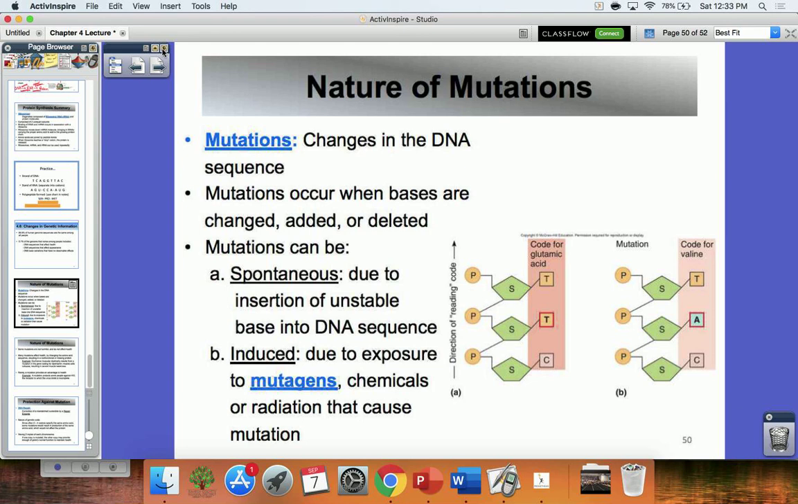And with mutations, a mutation itself is simply a change in the DNA where something could be added, deleted, or just changed in some way. And those can be spontaneous or they could be induced, which means spontaneous is something that we really can't control at all, or it could be induced, whereas we've been exposed to maybe smoke, radiation, or some type of chemical, and it will cause that change within the DNA sequence.